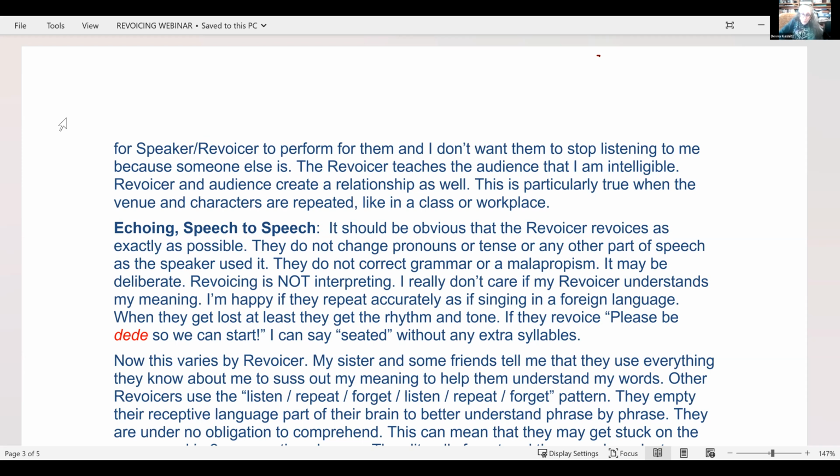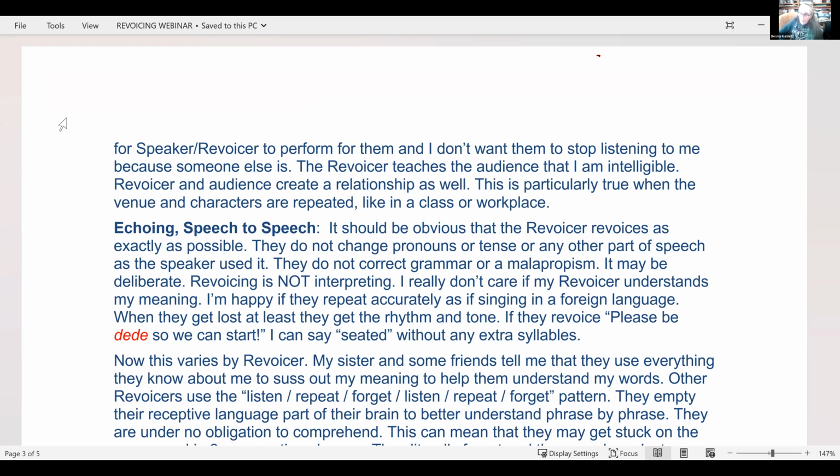Echoing speech to speech. It should be obvious that the revoicer revoices as exactly as possible. They do not change pronouns or tense or any other part of speech as the speaker used it. They do not correct grammar or a malapropism. It may be deliberate. Revoicing is not interpreting.